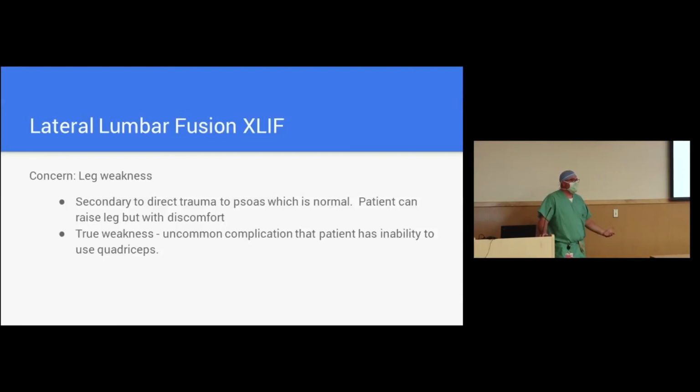It's not real common that we've seen it here, but in the literature, it can be up to 1% of patients can potentially have that risk. Now, in most of those patients, within 3 to 6 months, it gets better, but that's something to keep an eye on, is the leg extension or the quadriceps after the Xlift. Okay.